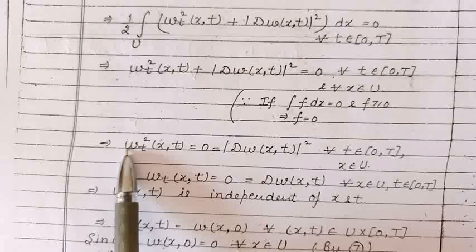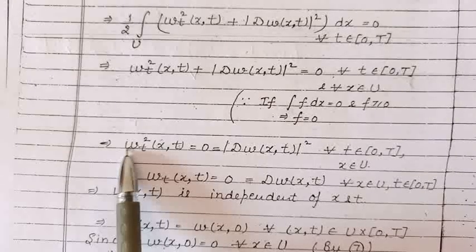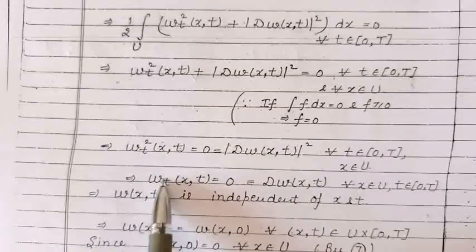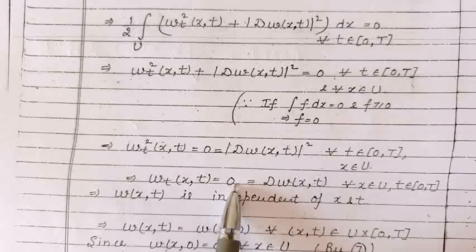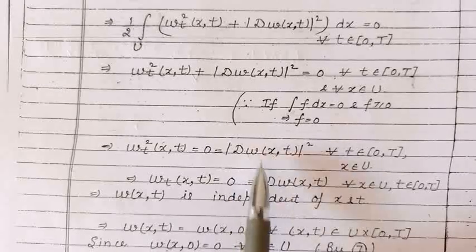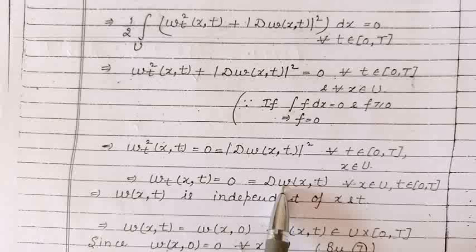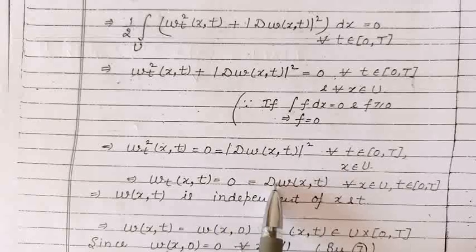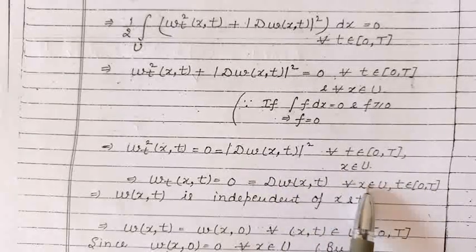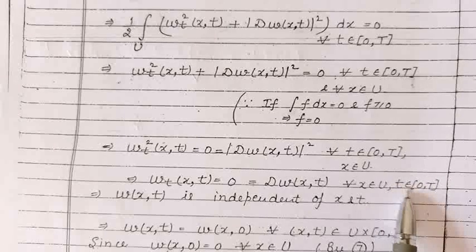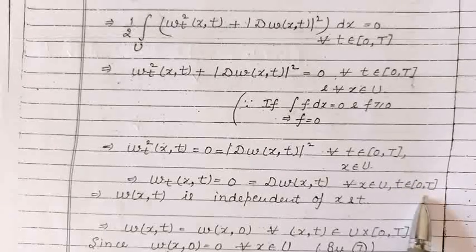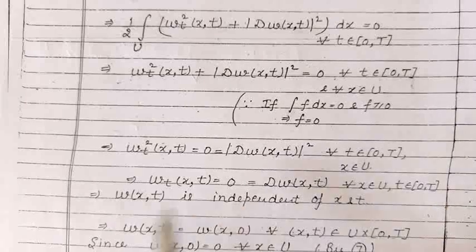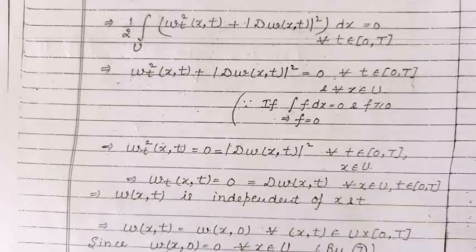So this term will be 0 and also this term is 0. From here we have obtained the partial derivative of w with respect to t is 0. And from here we have obtained dw is 0. And these are true for every x belonging to u and every t belonging to the closed interval 0 to t. So we can say that the function w is independent of x and t.